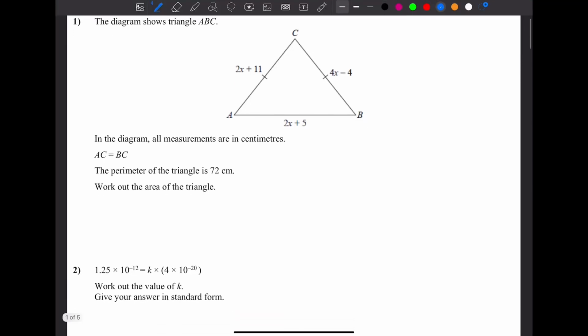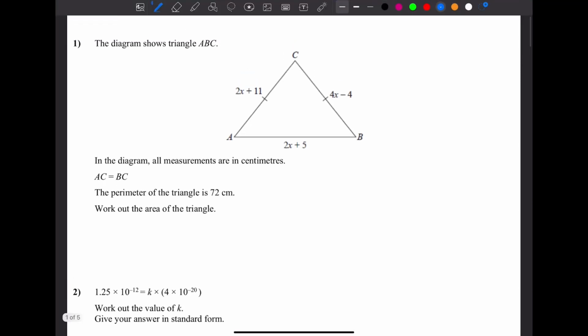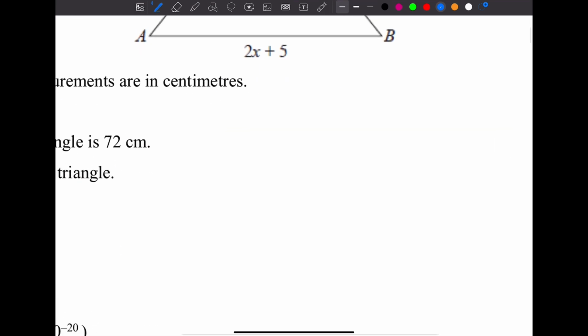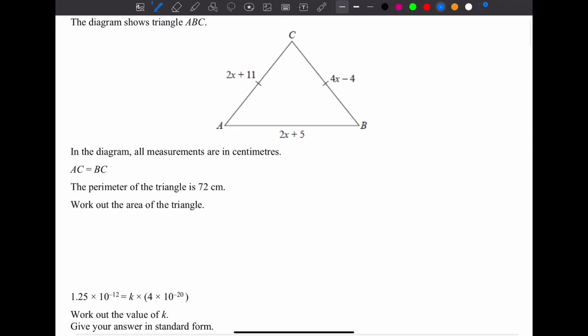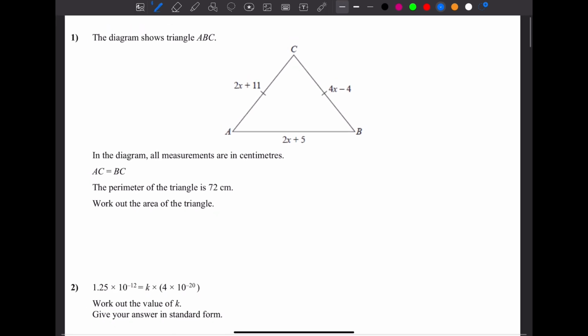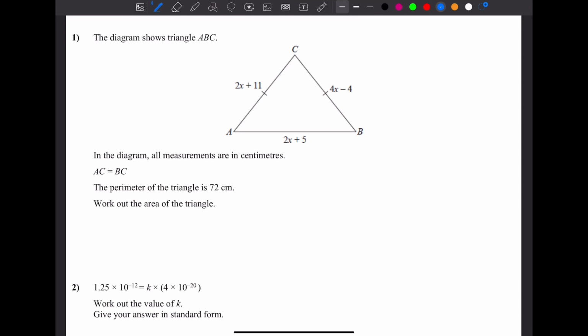Okay, so we are starting with this question. There's a couple of ways this question can be done. The first way, to be honest, it's saying work out the area of the triangle. You read through the question, of course. You could add all of this and then equal to 72, and work out the x.